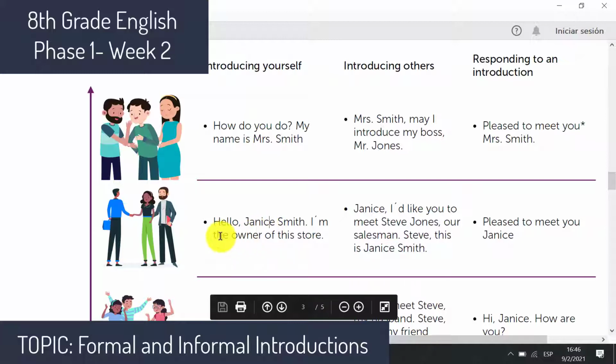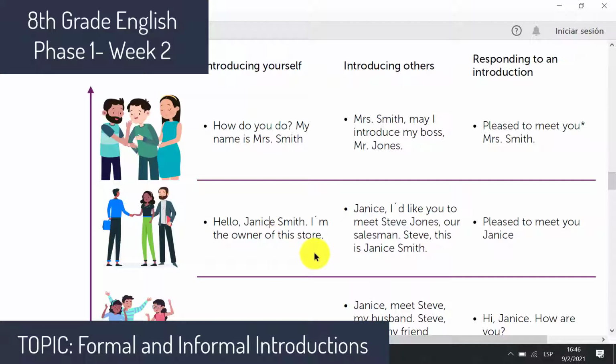Okay, another example. Imagínese, for example, que es el primer día en que va a conocer a su suegra. Y le dice, hello, I am Rodrigo. Okay, for example, very respectful. Y le va a presentar usted a su hermano o hermana, por ejemplo.